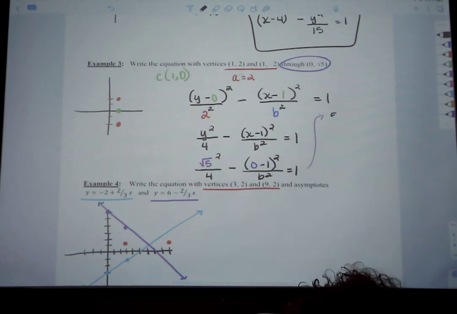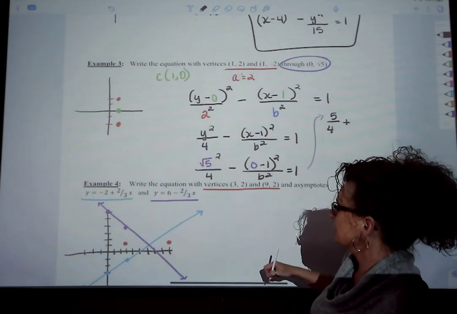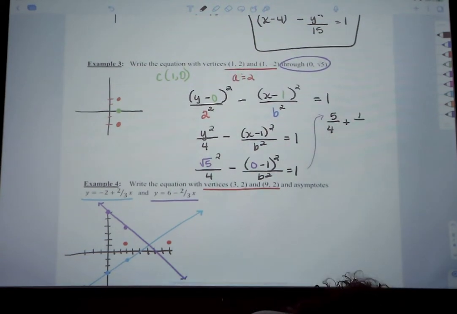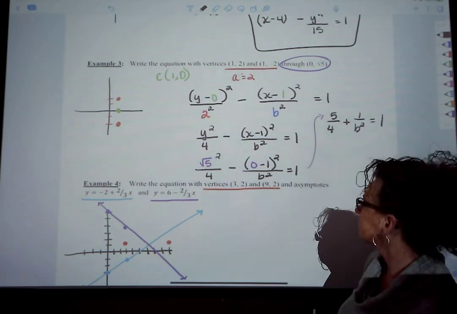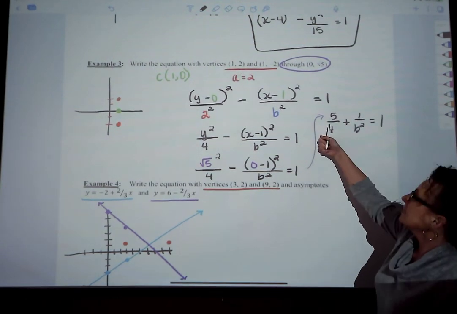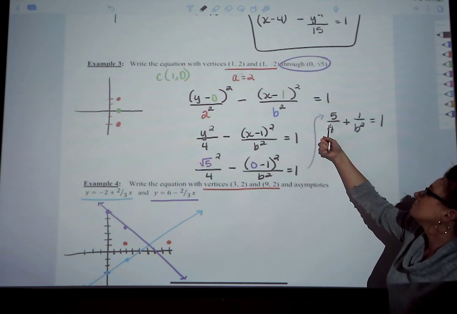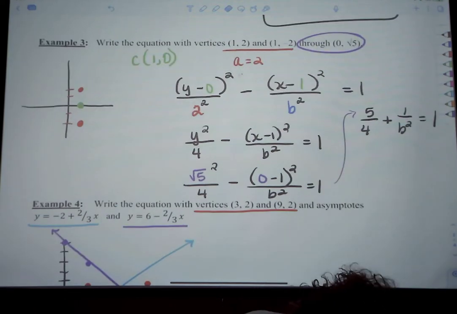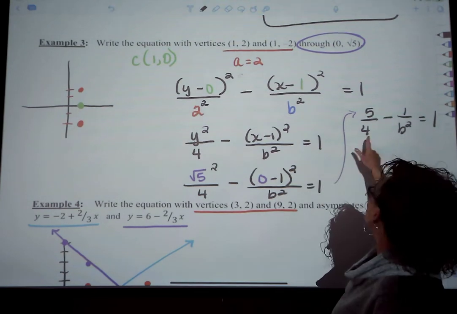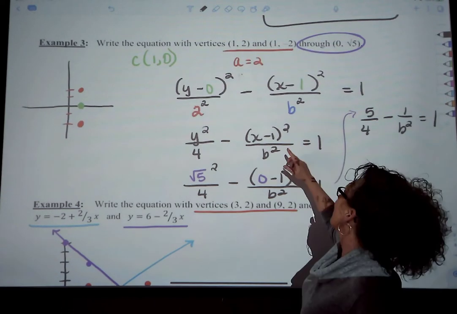So that would be 5 over 4 plus -1 squared, which is just 1. 1 over b squared equals 1. I'm going to make sure that I didn't do something stupid like change a minus to a plus randomly. So make sure you got that.